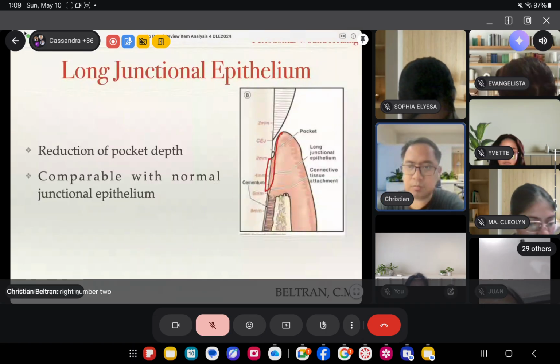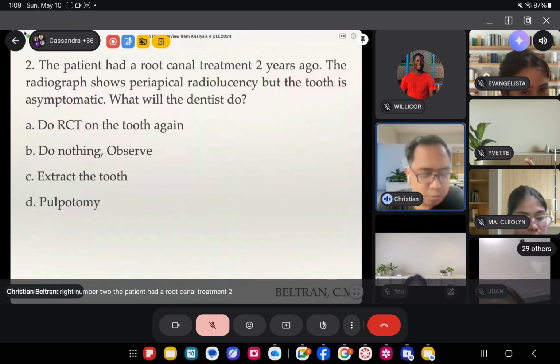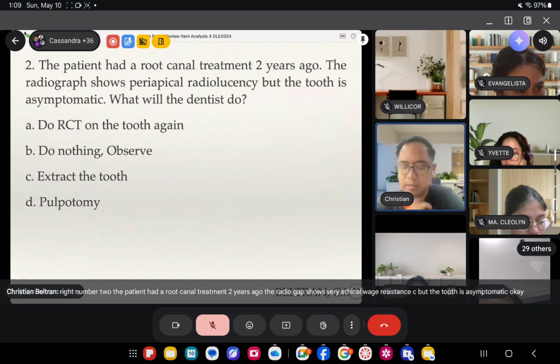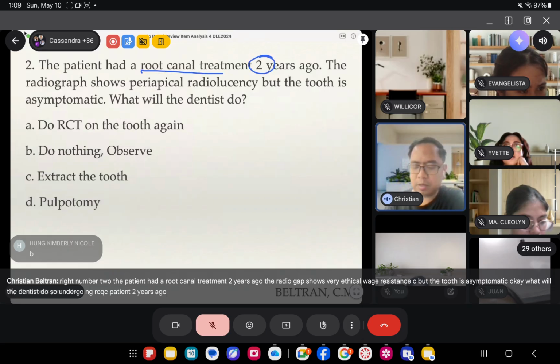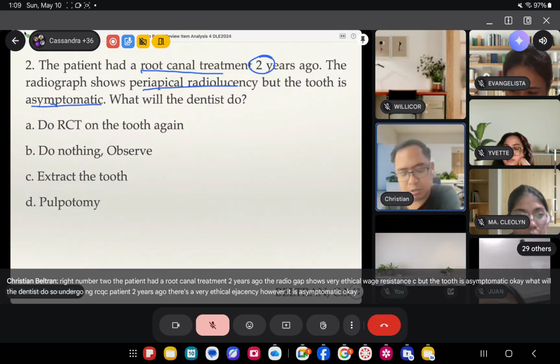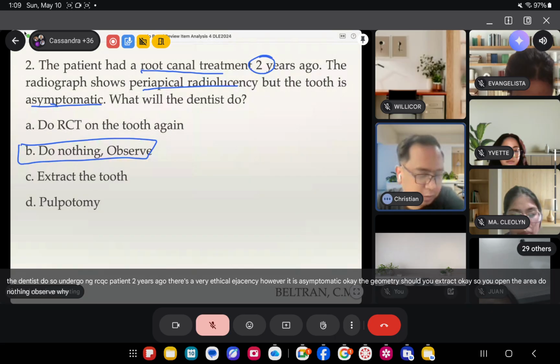Number 2. The patient had a root canal treatment 2 years ago. The radiograph shows periapical radiolucency, but the tooth is asymptomatic. Okay. What will the dentist do? So, undergo ng RCT ang patient 2 years ago. There's a periapical radiolucency. However, it is asymptomatic. Okay. Should you retreat? Should you extract? Should you open the area? Do nothing. Observe. Why? Why do nothing?